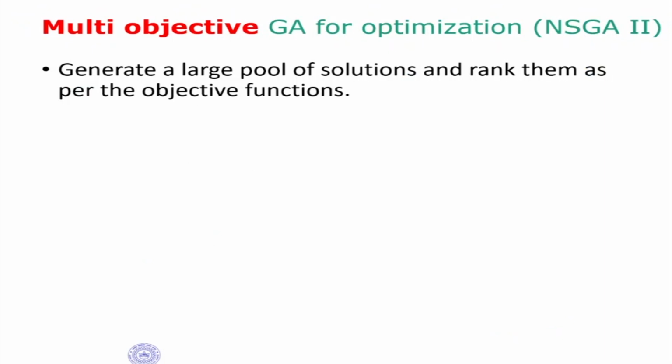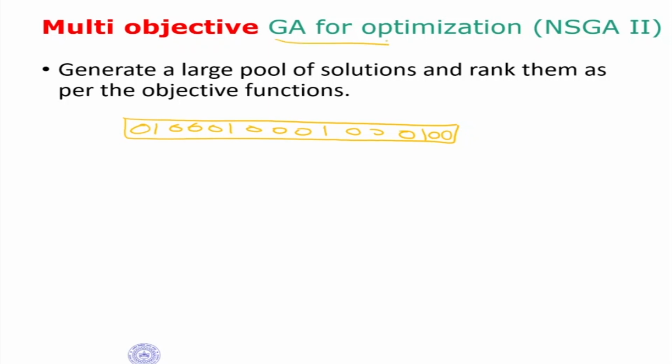Let's see. We have our binary string, which is 0 1 0 0 0 1 0 0 0 1 0 0 0 1 0 0, which we got by segmenting our object boundary and making it into a digital boundary. Now what GA, or genetic algorithms, basically does is generate a very large pool of solutions and rank them as per the objective functions. How does it generate a very large pool? It takes this binary string and changes it, not randomly, there are ways: mutation and crossover. We don't have to worry too much about it.